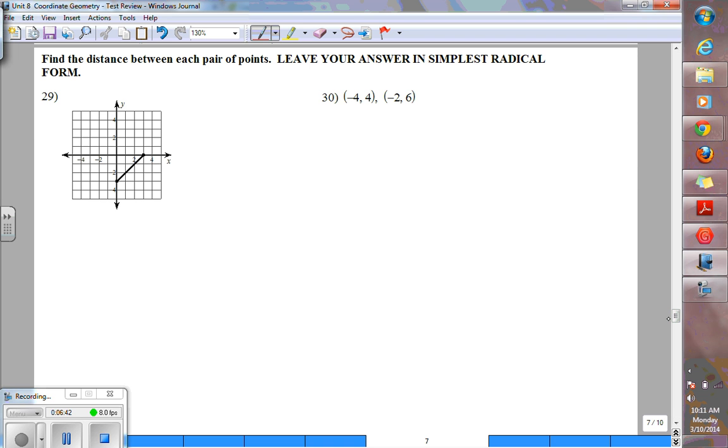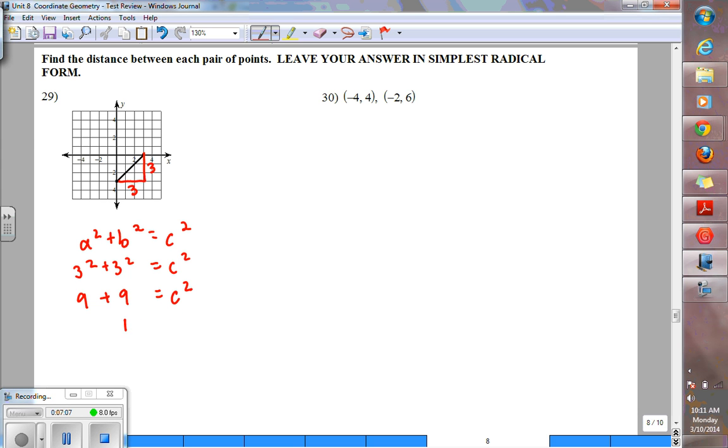Okay, now we're asked to find the distance and leave our answer in simplest radical form. So again, on the graph, we're going to count our rise and our run. We've got 3 for our run, 3 for our rise. A squared plus b squared equals c squared. Three squared is 9. 9 plus 9 is 18.